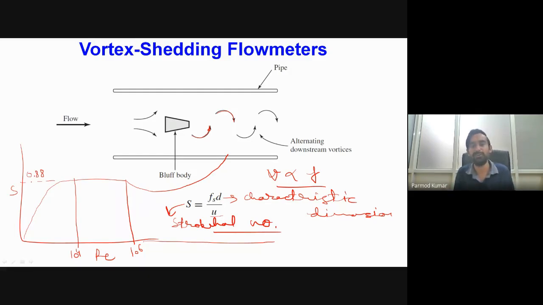So what we will be doing, we will be selecting the diameter of this external tubing, which is actually enclosing our bluff body, in such a fashion so that we are getting this range of the Reynolds number. So because of that, we will be having the fixed value of Strouhal number. So we will be having a direct relationship between the frequency and the velocity. Okay, so this particular type of device, apart from measurement of the flow, can be employed for measurement of the velocity also, and it can be employed for developing the velocity profile inside a pipeline.